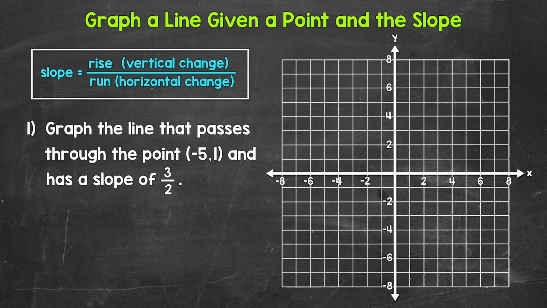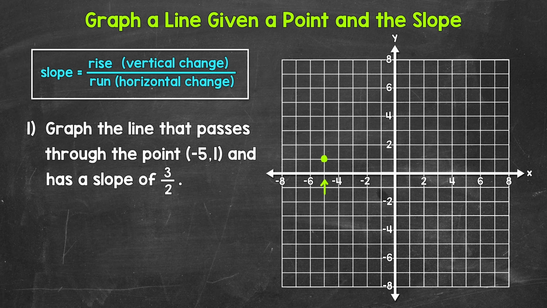Well, our first step is to plot the point. So we need a point at -5, 1. -5 is our x-coordinate and 1 is our y-coordinate. So we go over to -5, which is right here, and then up 1. And that's where we plot our point. So that's -5, 1, and that's going to be our starting point. So we're going to go from here now.